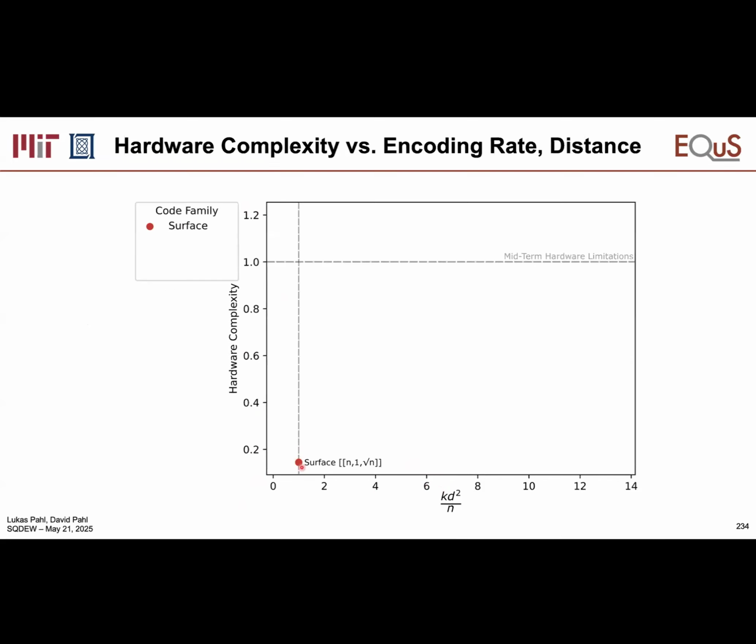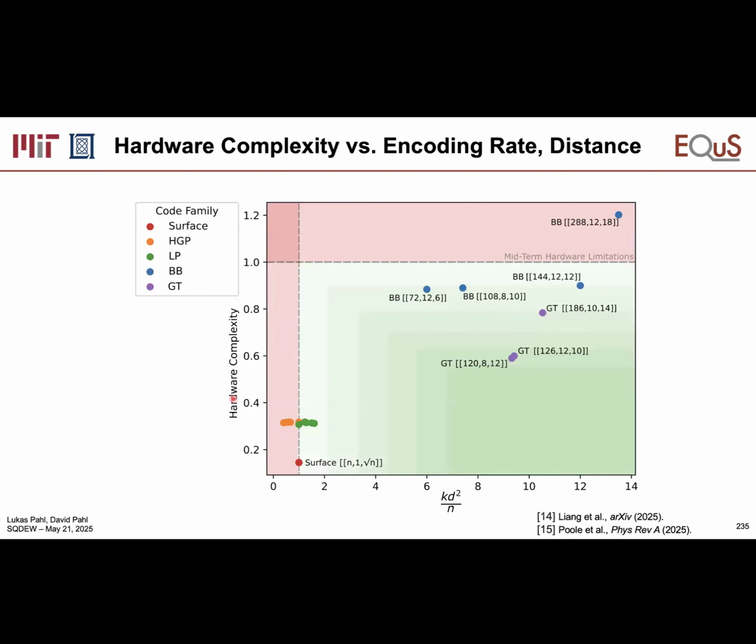And so the surface code is, like you expect, would be somewhere in the bottom left. It's not encoding a lot of qubits, but it's also quite easy to build. So it's in the bottom left of this hardware complexity axis. But then if you go here, plot some different codes, the BB codes from IBM, you kind of see exactly what you expect. You're moving to the right because you're making the codes more efficient. But as you're moving to the right, the codes get more complicated and the hardware complexity goes up.